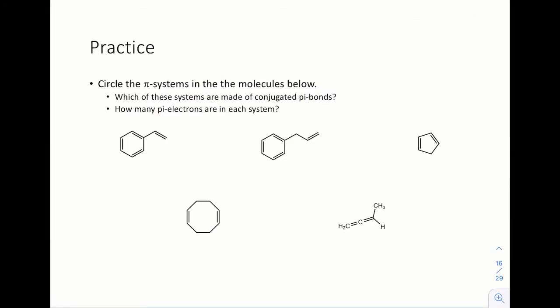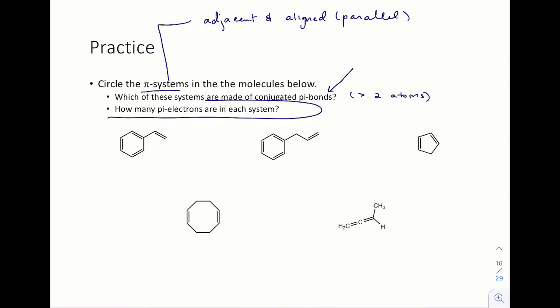Let's stop and practice. We will circle the pi systems in these molecules. Pi systems will consist of adjacent and aligned p orbitals. Aligned meaning parallel. Then we will determine whether or not each system is made of conjugated pi bonds. So conjugated means connected, so really meaning more than 2 atoms. Then we will count the number of pi electrons in each of these systems. Please pause and complete this practice problem.